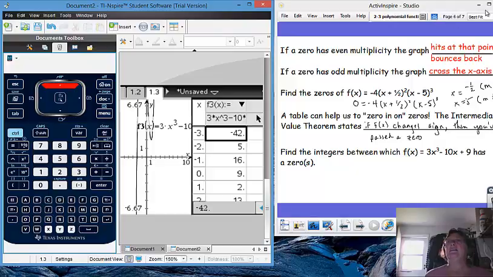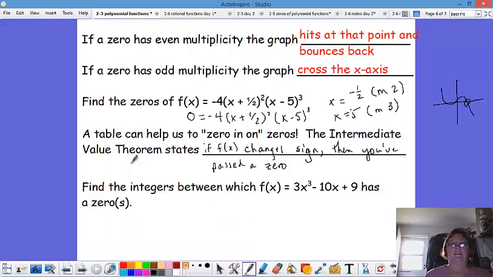So, kind of a nifty little hint to help us find those zeros, and we could tell by looking at our graph, but also by looking at the table. So between -2 and -3, okay, we had a sign change.